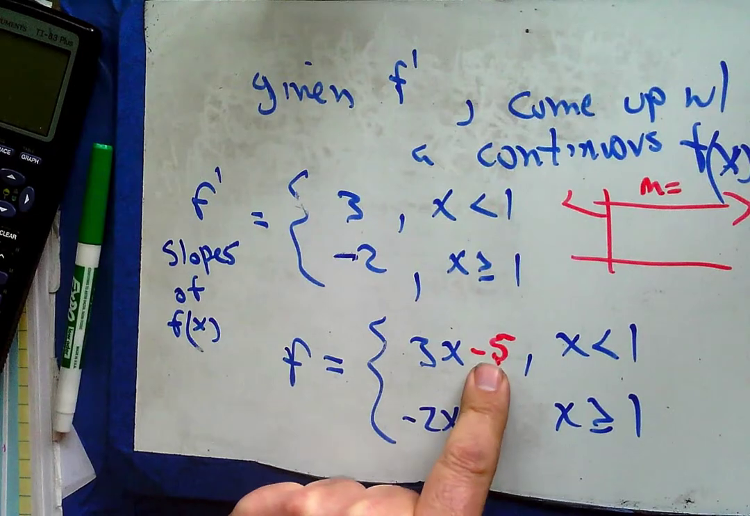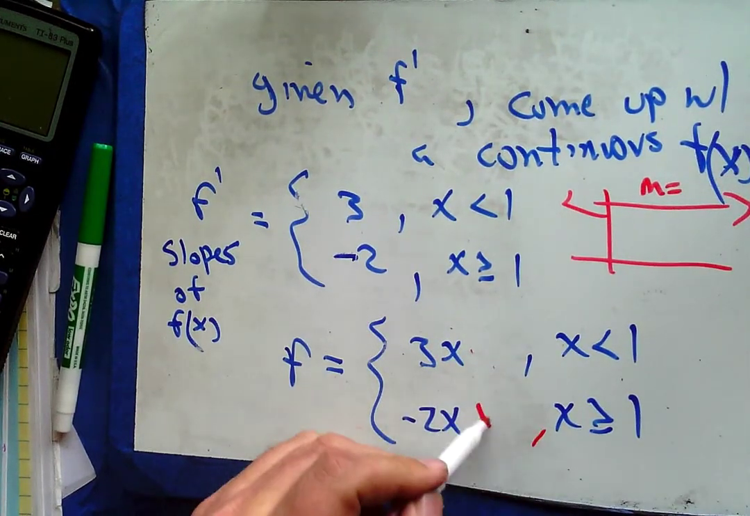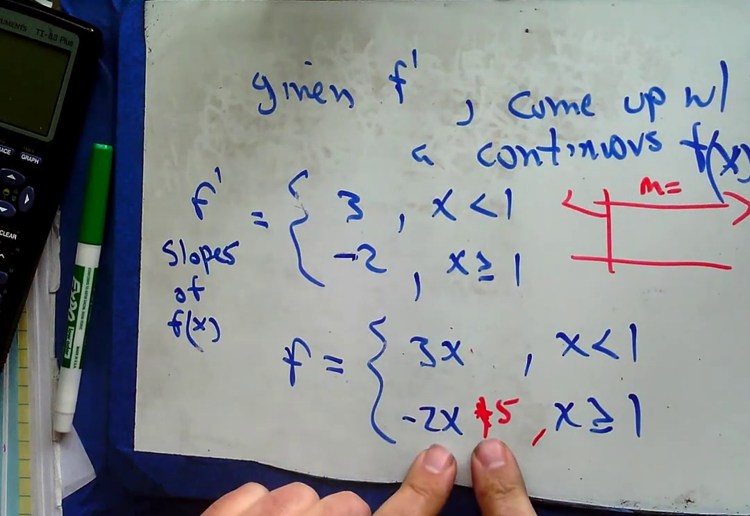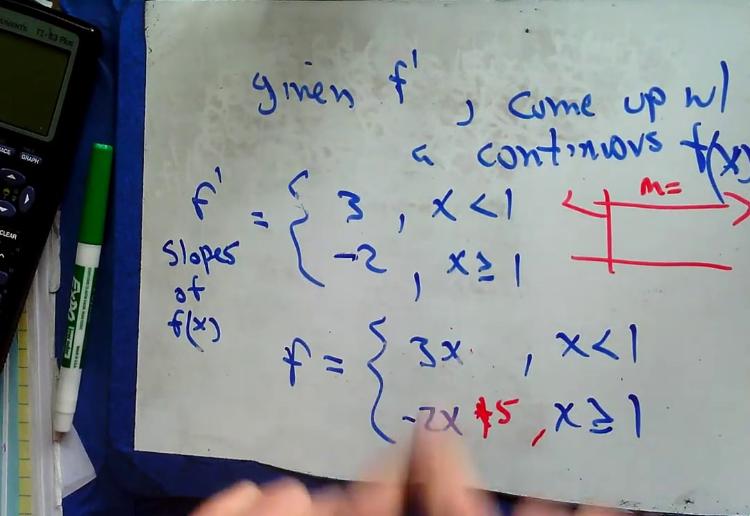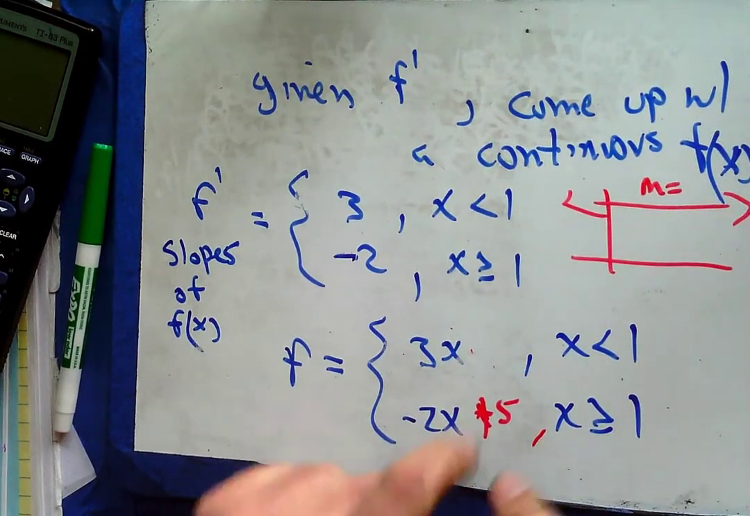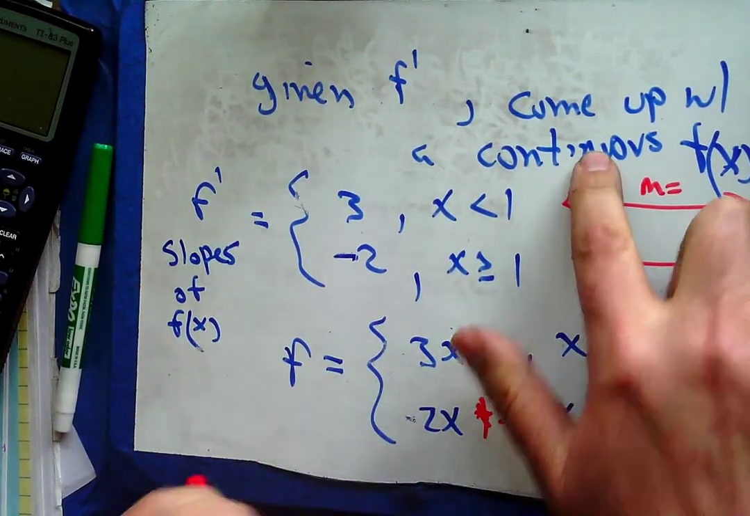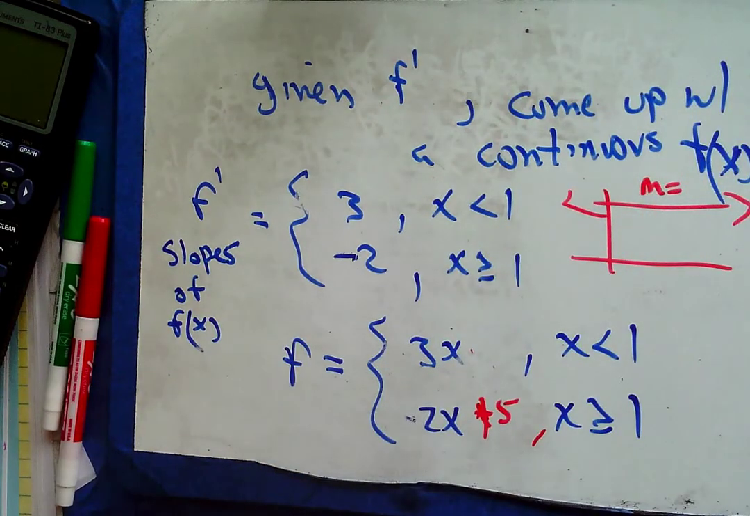Now, I could put a minus 5 there, or I could put a plus 5 here and say, okay, now when I plug in a 1, I have negative 2 plus 5 is 3, and that's the same as I have over there. So it's not just turning these into linear functions, but I also have to check the composition. I think you see one of those in the homework.